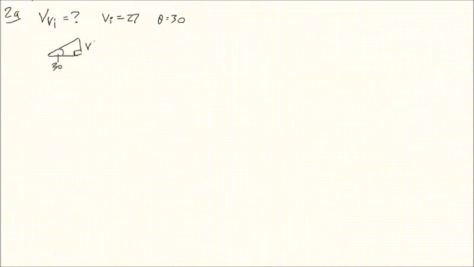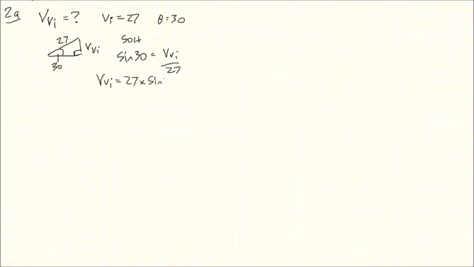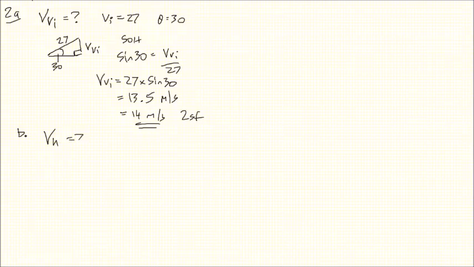And so we can draw our little diagram just as we did in question 1. VVI there on the opposite side, 27 on the hypotenuse, 30 is the angle in the corner. We know that it's the opposite and the hypotenuse, so it's SOH, sine 30 equals VVI, the vertical initial velocity, over 27. The initial vertical velocity equals 27 times sine 30, which is 13.5 meters per second, which, when we round it to two significant figures, rounds up to 14 meters per second, which would be really frustrating in an actual question, but you definitely would need to keep that extra significant figure if you're continuing to use that data further.